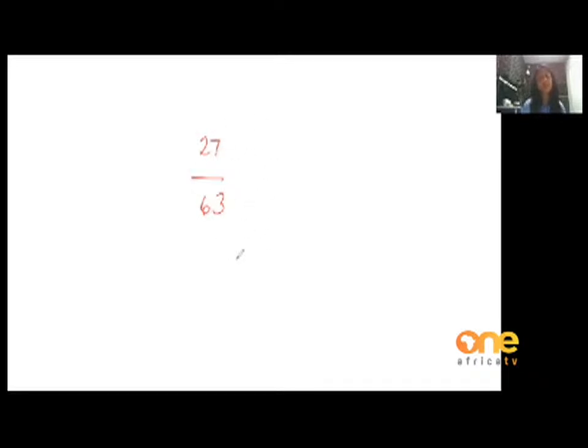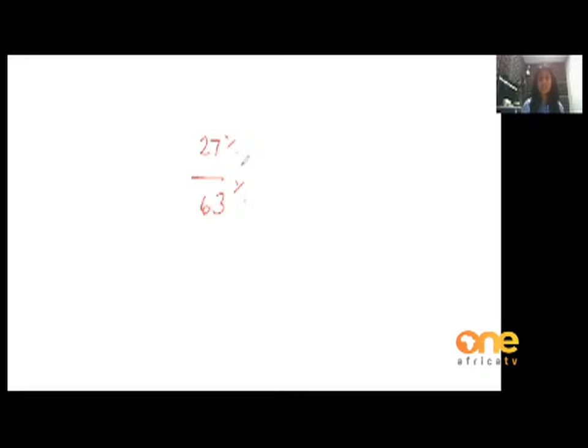Okay, to write a fraction in its simplest form, let's have a look at this fraction. If I write 27 over 63, okay, everybody can see my 27 over 63. How will I be able to write this fraction in its simplest form? For me to be able to write 27 over 63 in its simplest form, I need to see what is the highest number I can divide my numerator and denominator by. Everybody agreed?